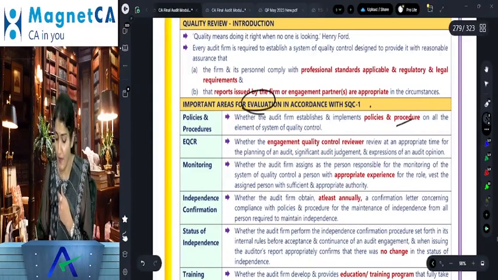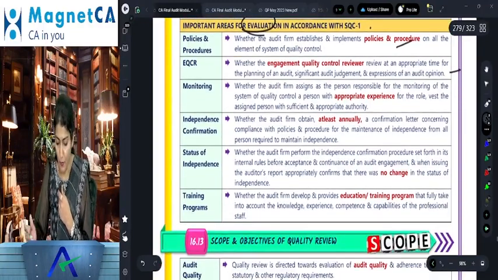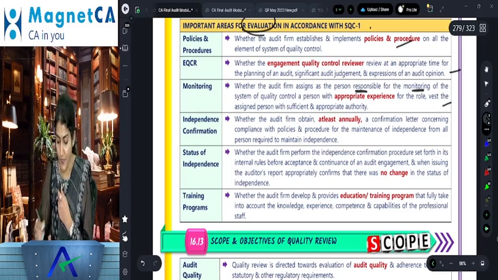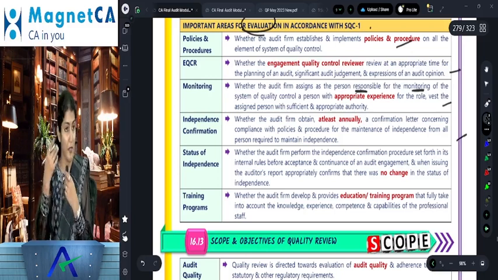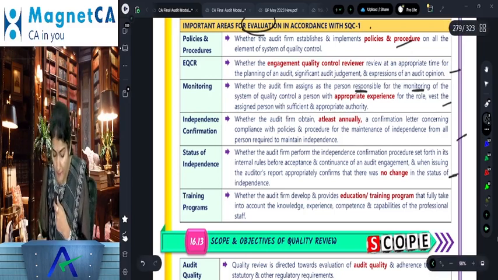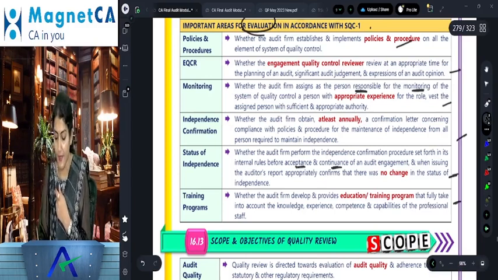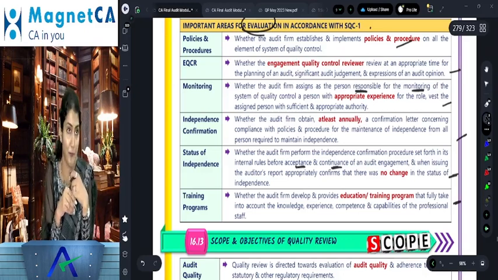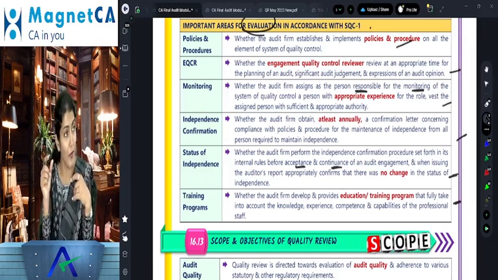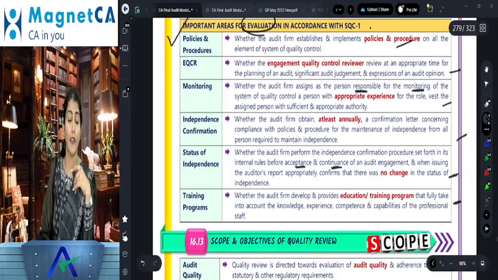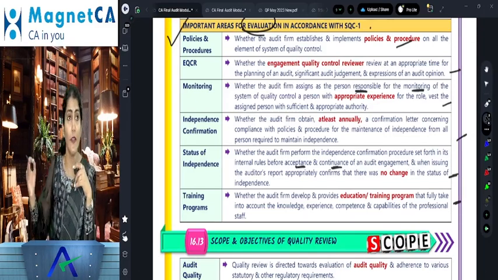Policies and procedures, engagement quality control reviewer, appropriate experience should be given the responsibility for monitoring, at least annual confirmation of independence, then acceptance continuance of client, no change in the status of independence, and the education and training program. Right, so same as what we study in the quality review report. Same points are given over here for the important areas for evaluation in accordance with SQC1.